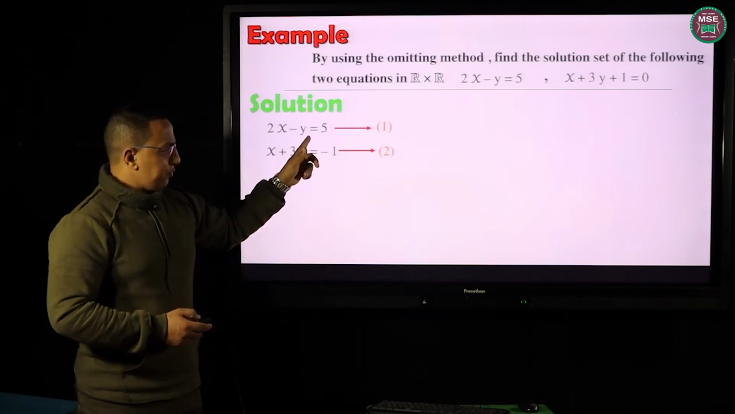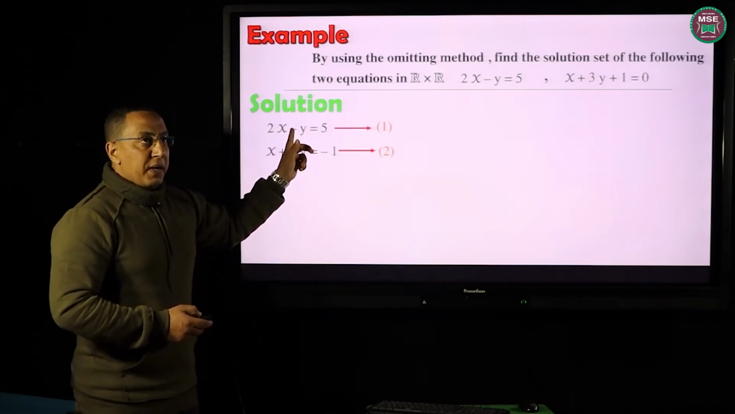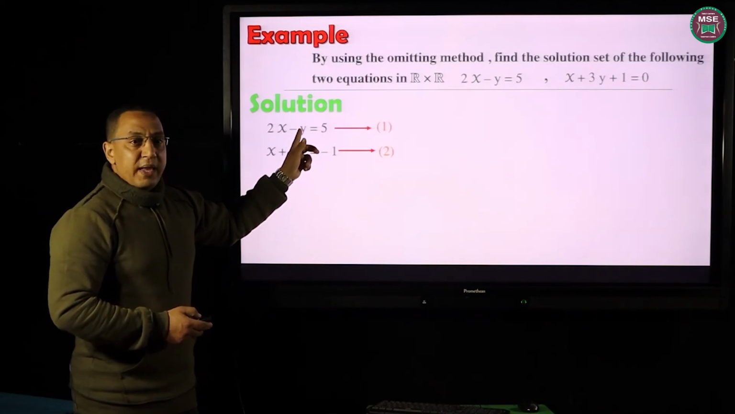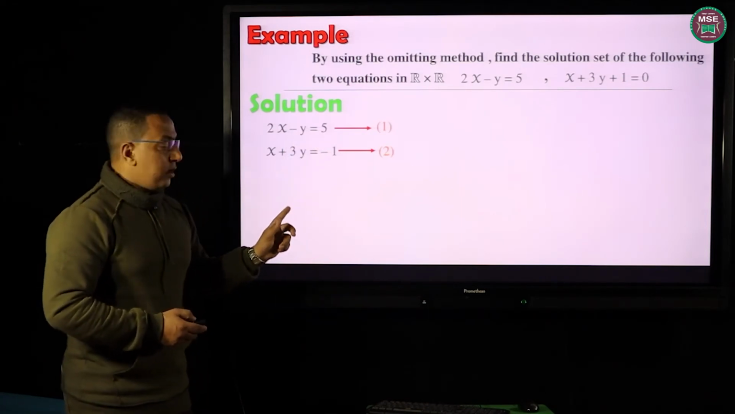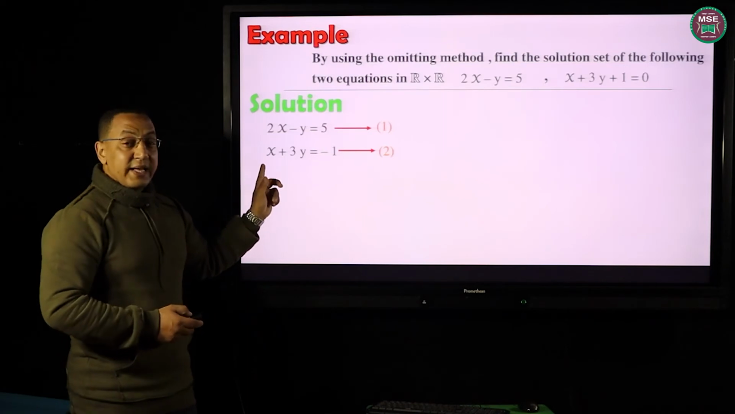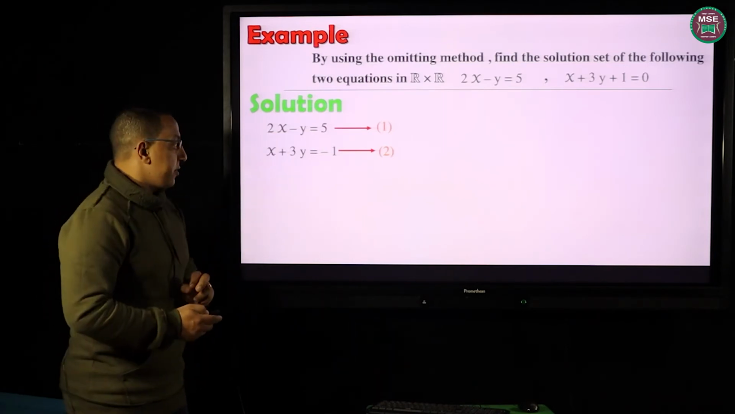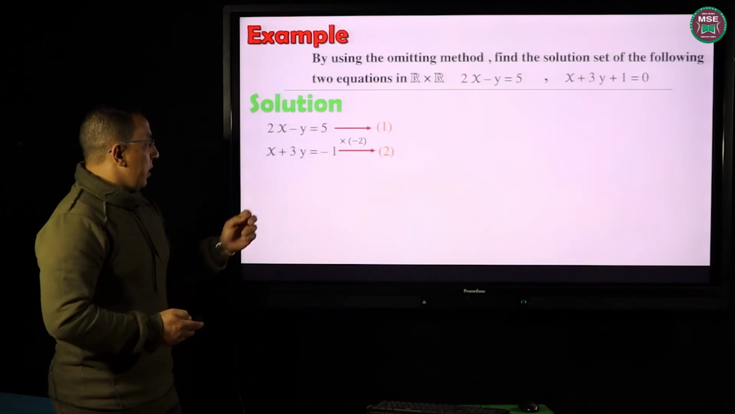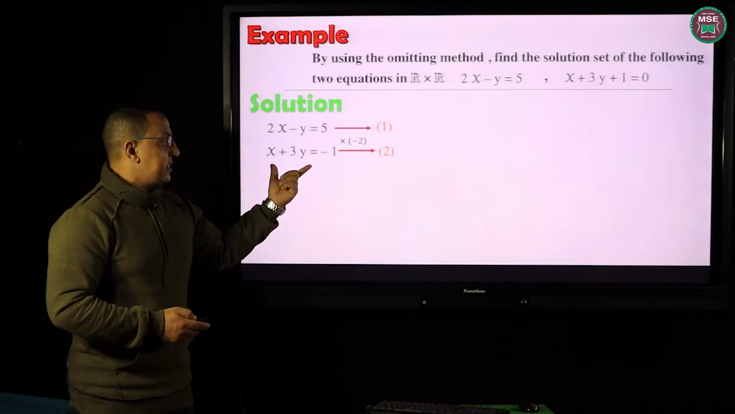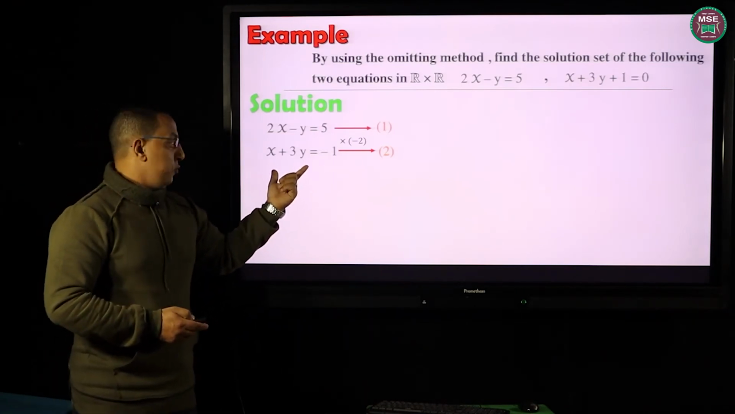Multiplying the first one by 3 to make y multiplicative inverse to each other, or multiplying the second by negative 2 to make x multiplicative inverse to each other, like this. Now I will choose to multiply the second one by negative 2.